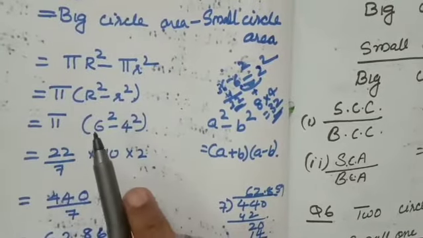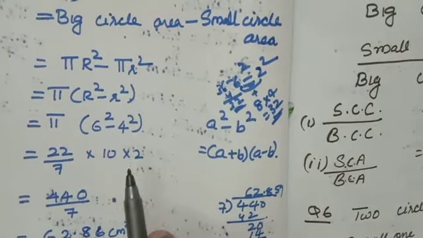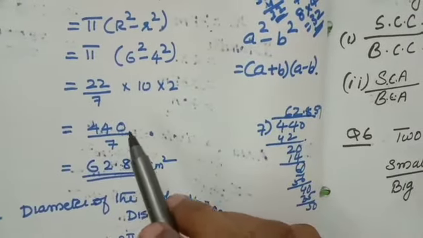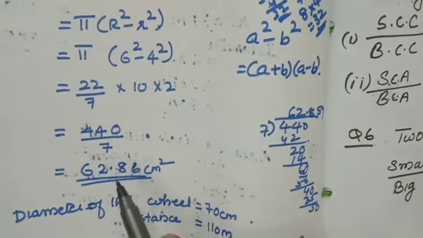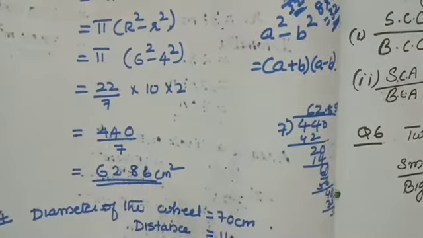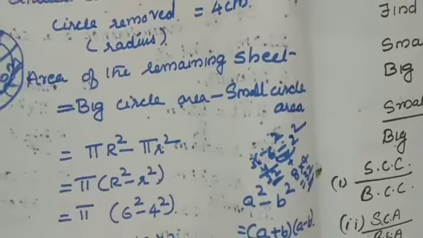Otherwise you can do it the direct way also. 10 into 20, 440 by 7, you divide it, you will get 62.86 centimeter square, because you are finding the area. Okay, you are finding the area.